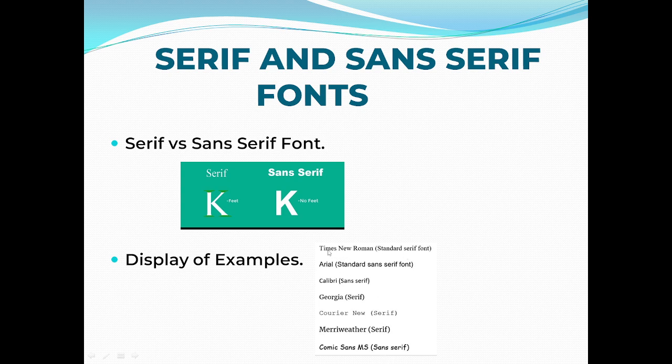All right. So these are examples of serif and sans serif fonts. You can see here: Times New Roman, a standard serif font; Arial, a standard sans serif font; Calibri, a sans serif font; Georgia, a serif font; Courier New, a serif font; Merriweather, a serif font; Comic Sans MS, a sans serif font.